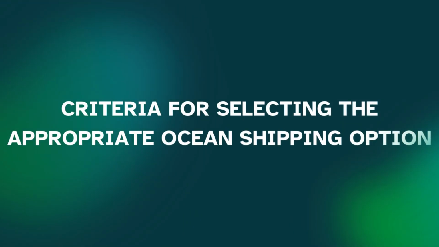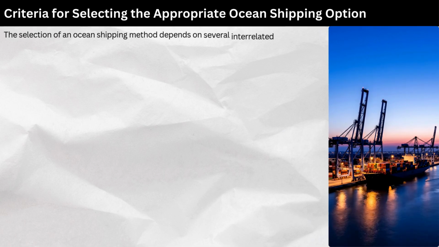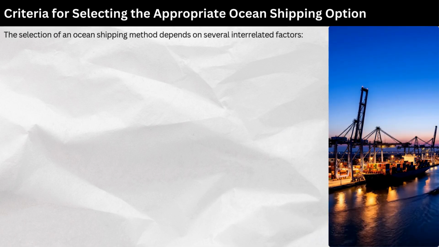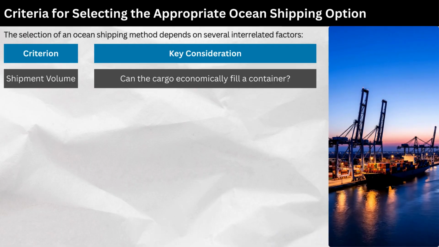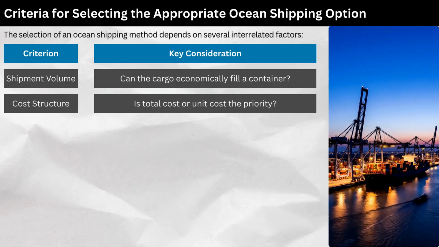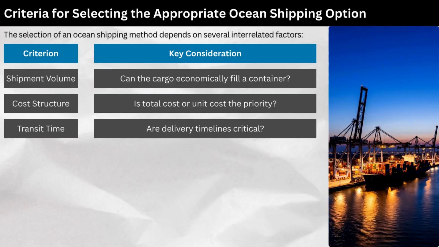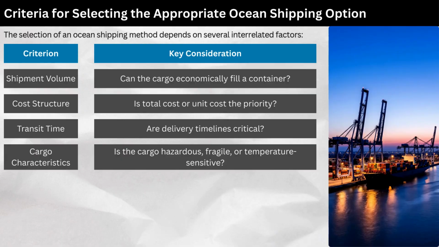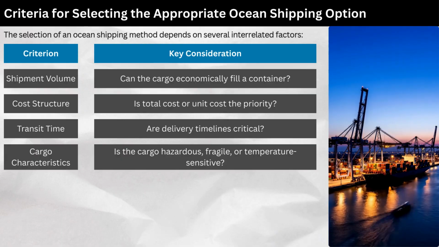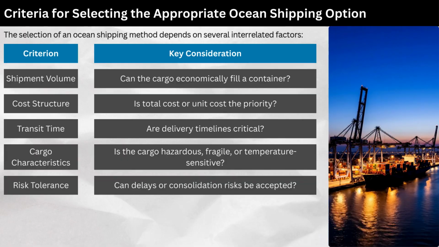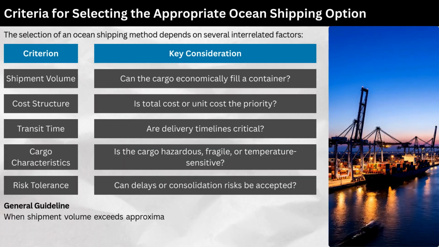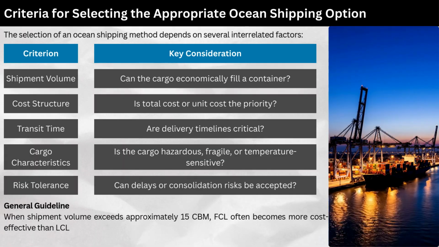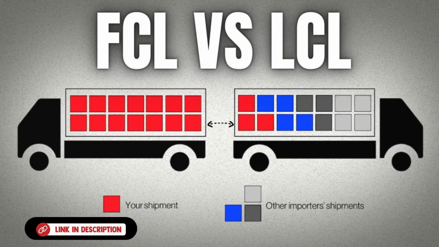Criteria for selecting the appropriate ocean shipping option. The selection of an ocean shipping method depends on several interrelated factors. Criterion, key consideration. Shipment volume: can the cargo economically fill a container? Cost structure: is total cost or unit cost the priority? Transit time: are delivery timelines critical? Cargo characteristics: is the cargo hazardous, fragile, or temperature sensitive? Risk tolerance: can delays or consolidation risks be accepted? General guideline: when shipment volume exceeds approximately 15 cbm, FCL often becomes more cost-effective than LCL. You can learn more about FCL/LCL in another video, link in the description.